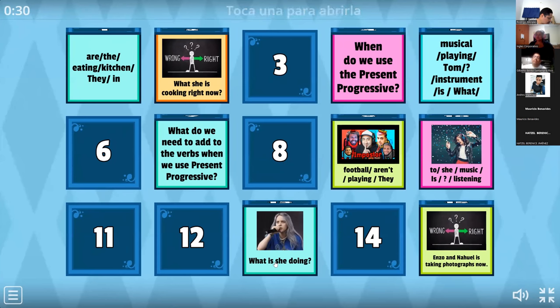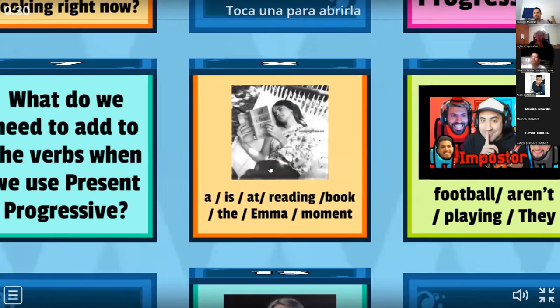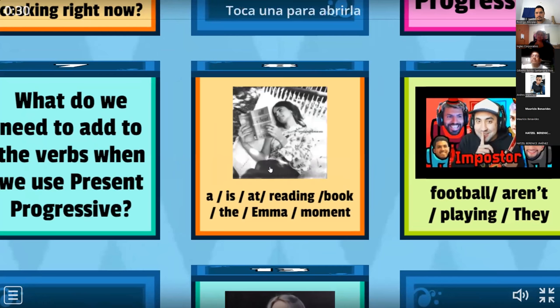Another volunteer? Me, teacher. Okay, Gilberto, give me one number. Number 8. Okay, good. Please order the sentence. Emma is reading book the moment. Okay. No. Emma is reading a book. Okay, a book. At the moment. Yes. Remember to add that information that will make the complete sentence, okay?